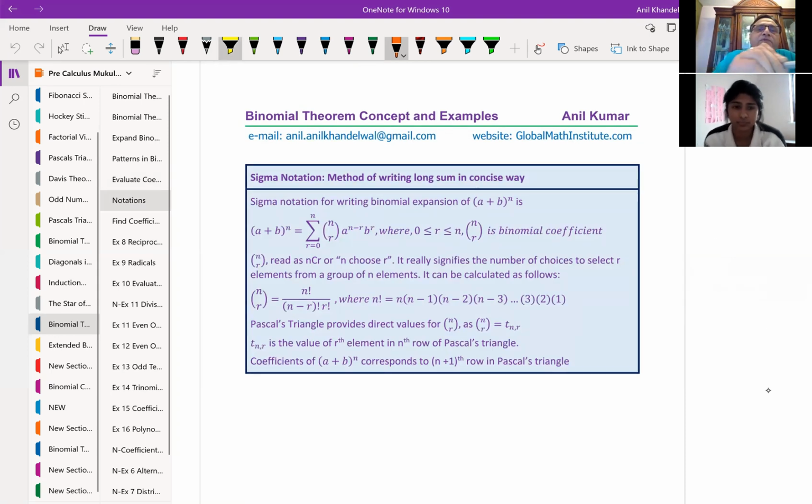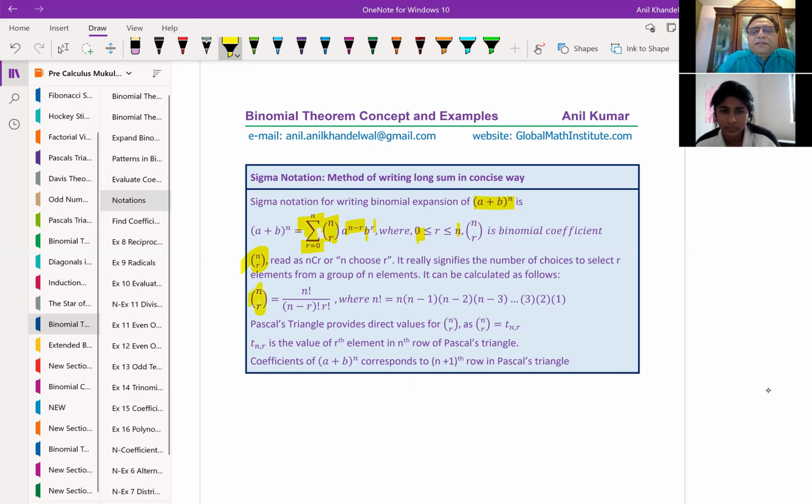Now let's further look into these notations. Just a summary of what we have learned so far. So, this is sigma notation, correct? We are going to use sigma notation to expand (a + b) to the power of n. As I said, the general term is written here, nCr a to the power of n minus r, b to the power of r. It really means we are going to substitute the value of r from 0 to n and add the terms one by one.